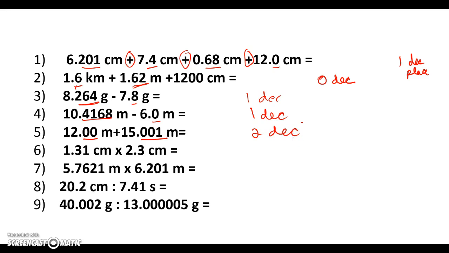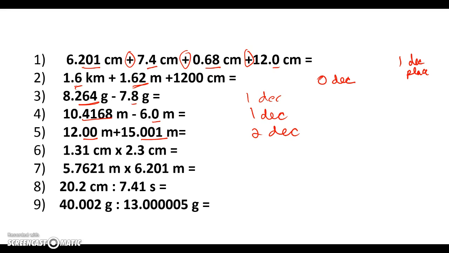Now, when we multiply or divide, instead we look at total sig figs, okay? Sorry, I should have had my calculator out when I started.